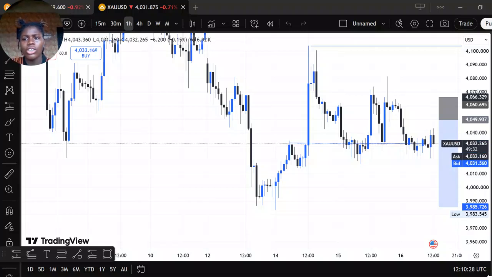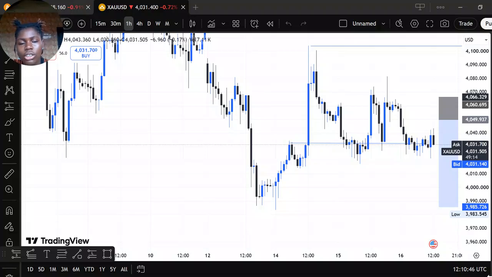Firstly, the external structure is the larger trend visible on higher time frames. It shows the overall direction of the market. Examples are your daily time frame, your 4 hours, your weekly time frame, your monthly time frame. Those are the external structure that help determine the market bias.